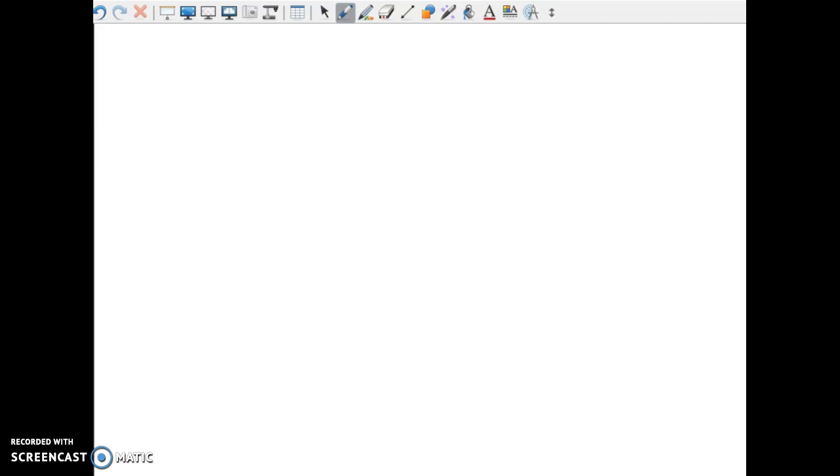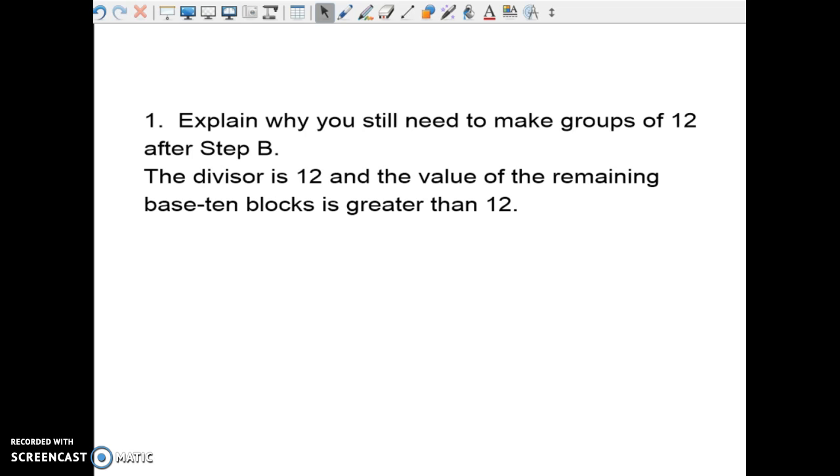Okay, this is the draw-the-conclusion number 1 at the bottom of page 69. It says, why do you still need to make groups of 12 after step B? How many did we have left after we made our original 10 groups of 12? We had 36 left, right? So the divisor of 12 and the value of the remaining blocks, which was 36, so 36 is greater than 12. So we had to continue pulling out groups of 12, right?